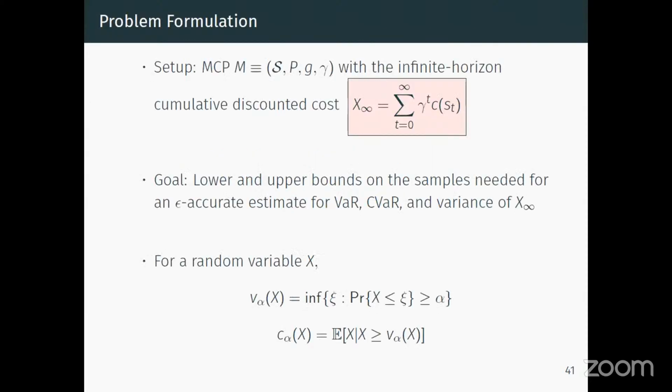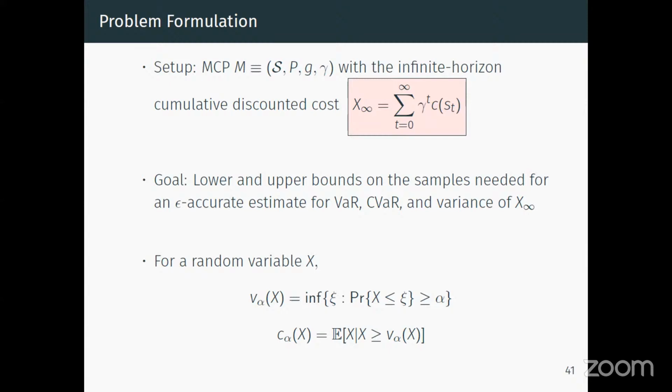So the problem is this. This is the random variable that you take expectation of in a discounted setting. You fix the policy, getting rid of the action, and you get a Markov chain. You're looking at a cumulative discounted cost. This is the random variable, and it makes sense to look not just at the mean, but the variance, a quantile, a conditional value at risk. This is called value at risk. This is very popular in financial applications.